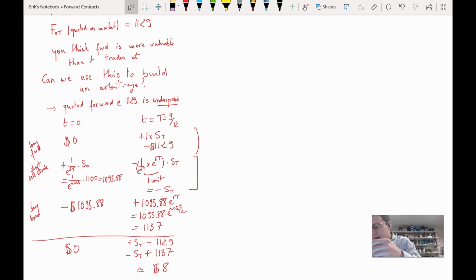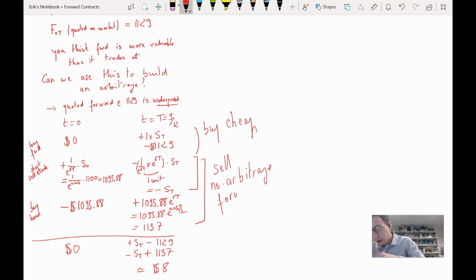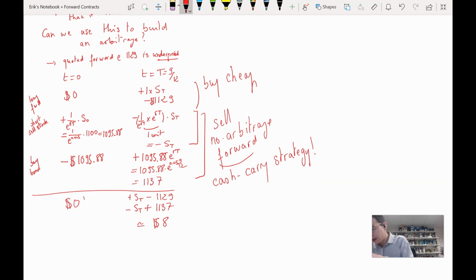So basically here I buy cheap, and then here I sell what is basically my no-arbitrage forward, which is also known as a cash and carry strategy, or in this case a reverse cash and carry, because I sold it. And that's an arbitrage because here 0 and here positive, so we've basically won.